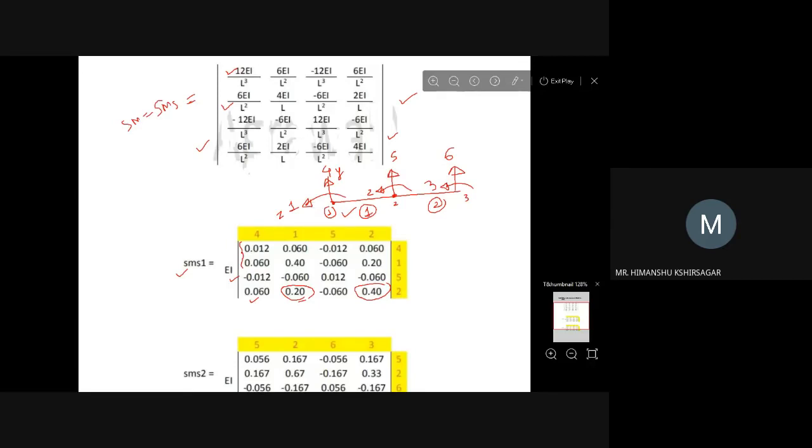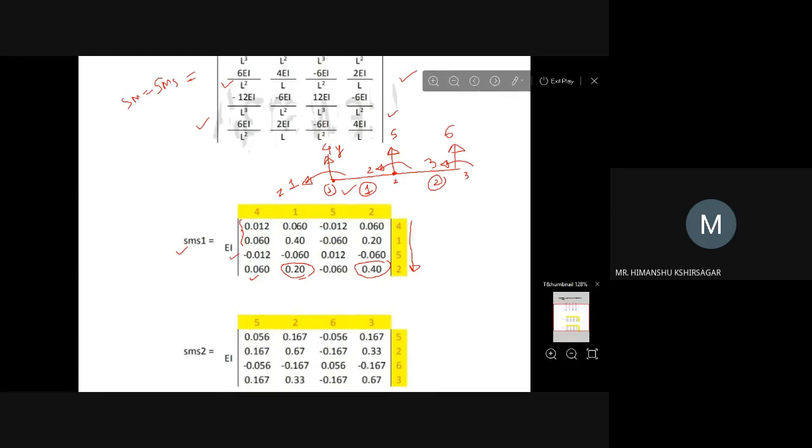4, 1, 5, 2. Similarly, in the vertical direction, you have to give the values 4, 1, 5, 2. Then in a similar way, you assemble the SMS2 matrix.